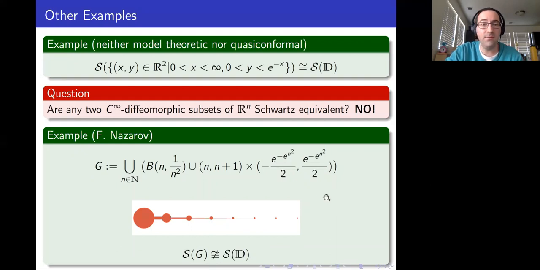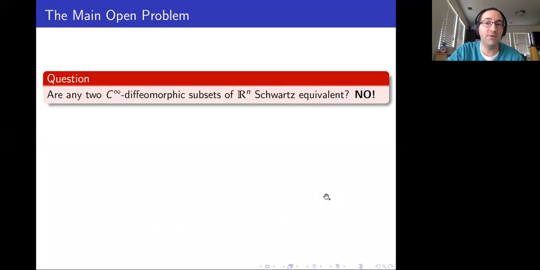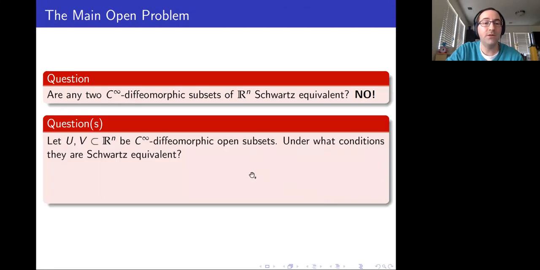And let me just end by returning to this question. Are any two C infinity diffeomorphic subsets Schwartz equivalent? We know that the answer is no. So this is the question we're left with: under what conditions are two C infinity diffeomorphic subsets Schwartz equivalent?